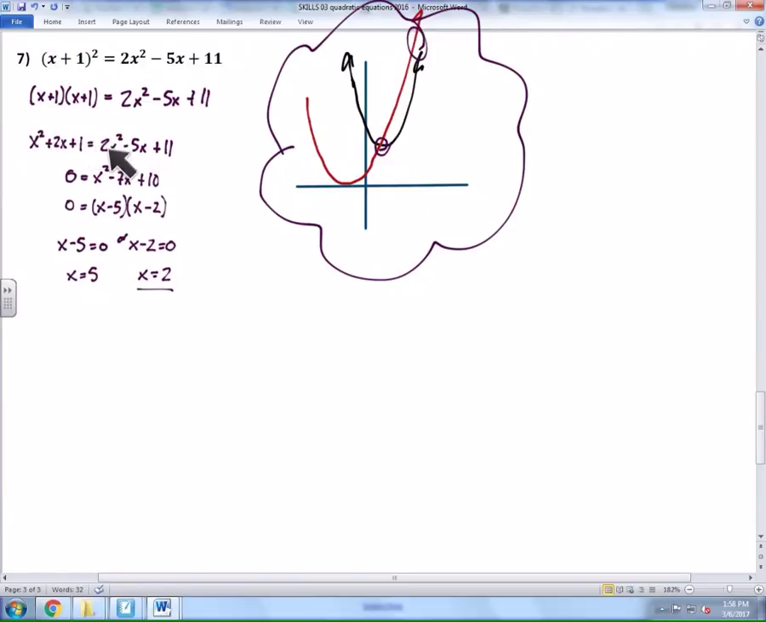Now I'm going to subtract x squared from 2x squared and get x squared. I'm going to subtract 2x from negative 5x, get negative 7x. Subtract 1 from 11 and get 10. This is nicely factorable. I can apply my shortcut. I get my two solutions. It's consistent with my graph, and check it in the final.